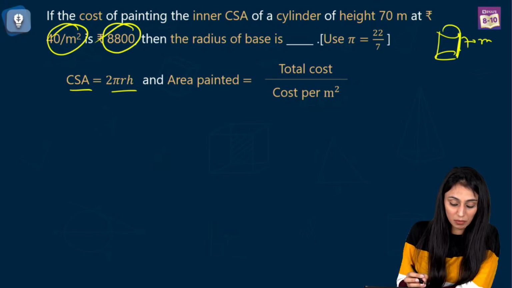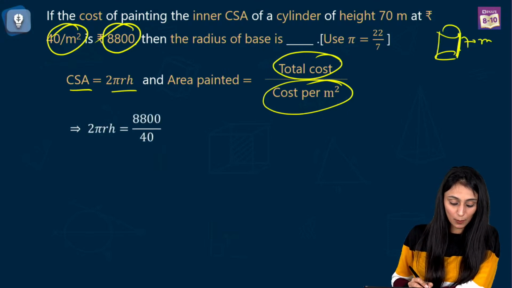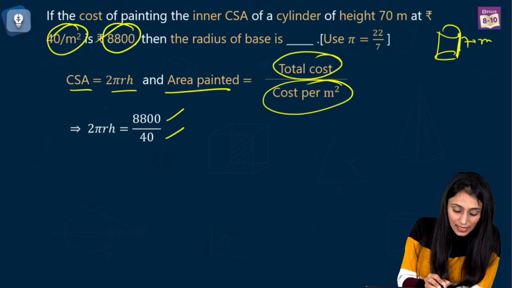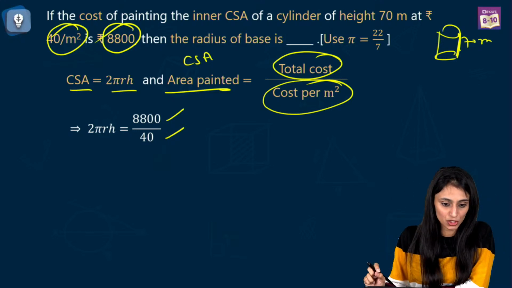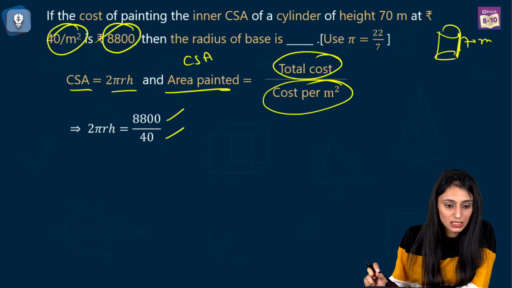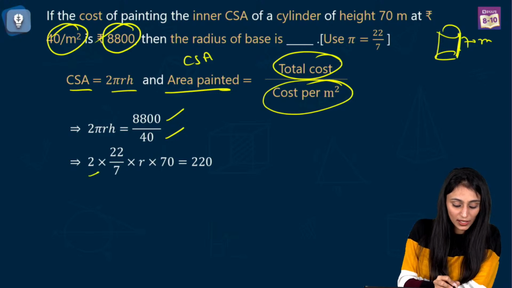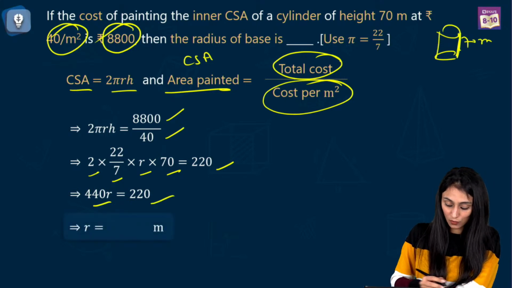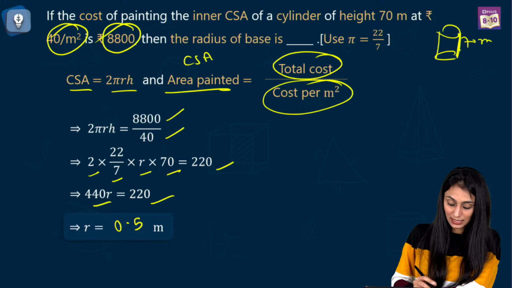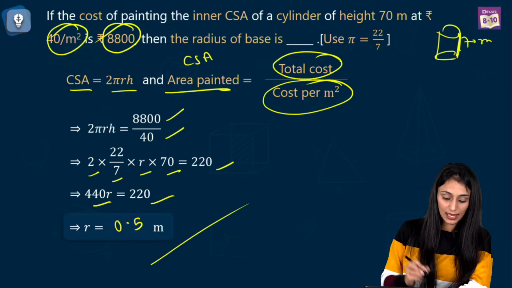And how much area has been painted? So total cost divided by cost per meter square. From here I'll get the value of the area painted. So it is 8800 divided by 40, and this area is nothing but the curved surface area, because we have painted only the curved surface area that is mentioned in the question, right? Hi Paramveer. So simply put the values. 2 pi r is 2 into 22 by 7 into r into 70. That's equals to 220. 440 r equals to 220. So r over here is going to be 0.5 meter. That's the final answer. Yes, 0.5 meters. Correct. Subhash, Sajan, Nibha, Anushri, Lakshmi Jangir. Right. Let's take a look at the next question.